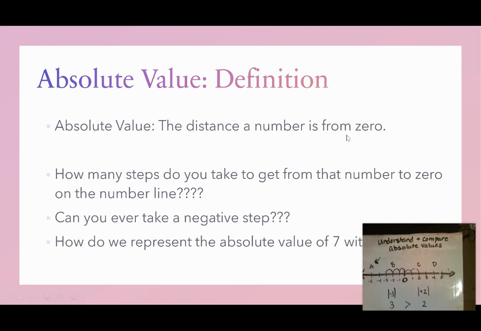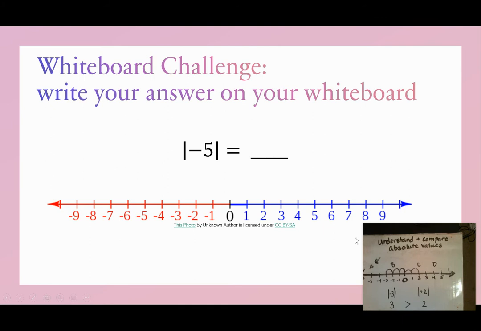The distance a number is from 0 is what the absolute value is. How many steps do you take to get from that number to 0 on the number line? Even if you're going backwards, the absolute value is still positive. The only way an absolute value can be negative, and this is a little bit tricky, I'll explain that at the very end. So we have the absolute value of negative 5. So negative 5 is how many away? 1, 2, 3, 4, 5 away. So it's 5. The absolute value of positive 5 is 5 away. 7, 7 away. Negative 3, 3 away.